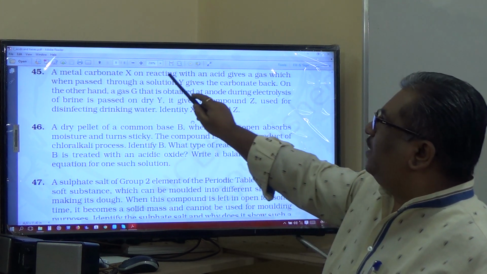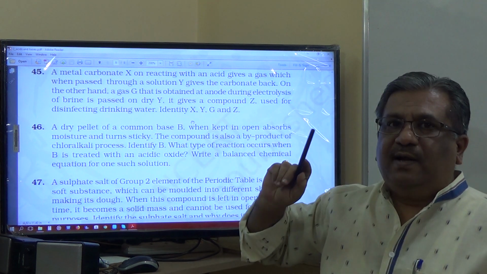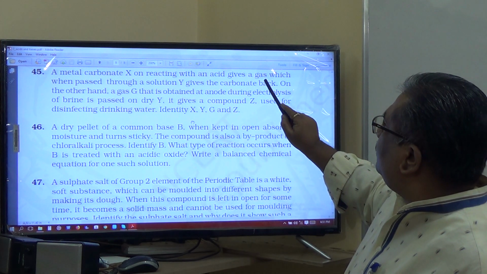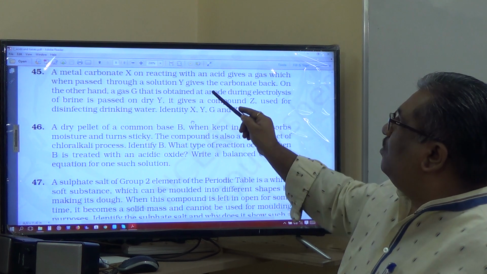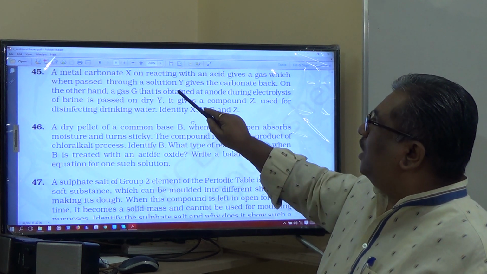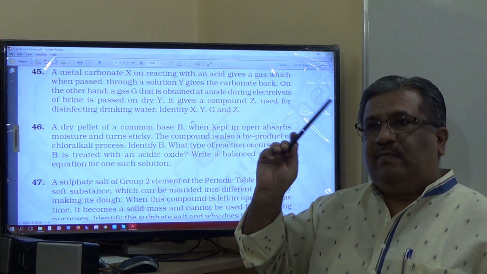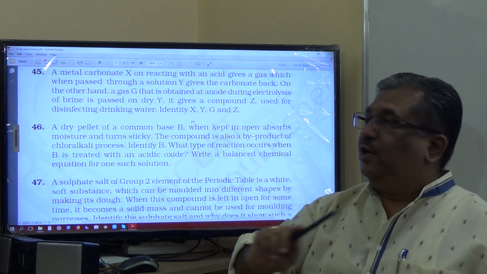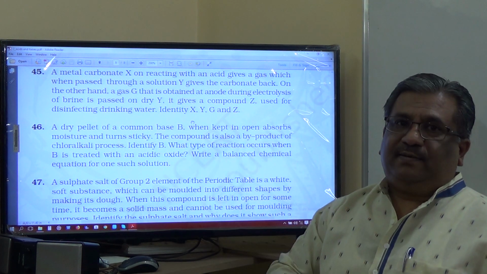A metal carbonate X on reacting with an acid gives a gas. You know already, when a metal carbonate reacts with an acid, it gives CO2 gas. This CO2 gas, when passed through a solution Y, gives carbonate back. I know very well, when CO2 is passed through calcium hydroxide solution, I get carbonate back. So the metal carbonate X here is calcium carbonate.